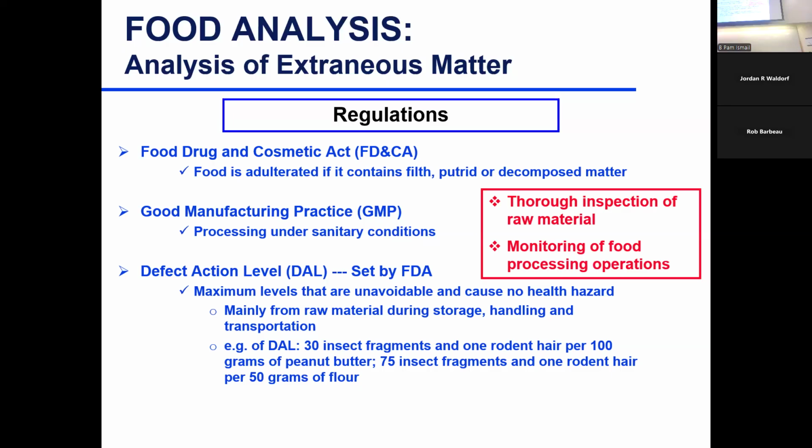Are the insects inside the kernel included in the insect fragments? Yeah, this is for the milled flour, so when you mill the flour, the insect is milled now.